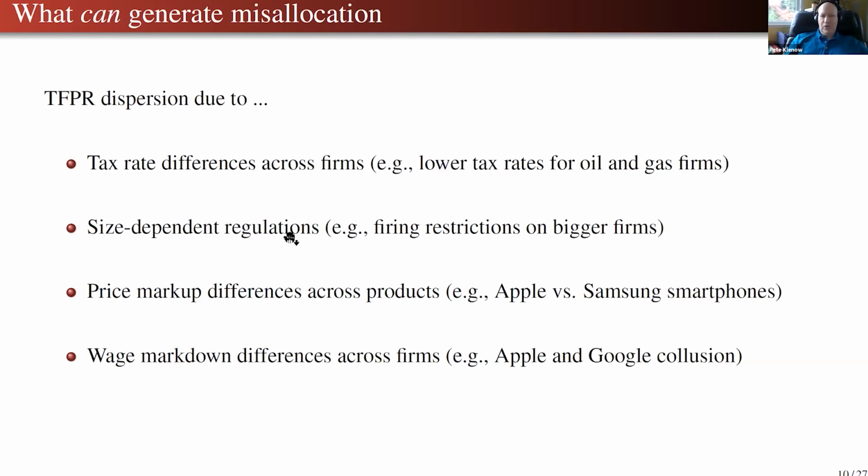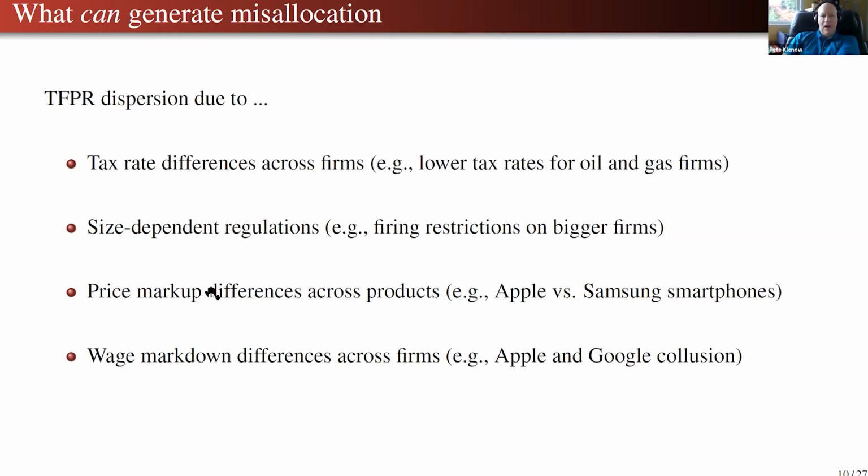A lot of countries have size-dependent regulations, meaning there are things like firing restrictions on bigger firms. So that would lead them to not hire, not fire, in a way that might generate dispersion in the value of the marginal product of labor and generate some misallocation. But one thing I want to emphasize is that these are potentially government failures. They could be internalizing market failures, so they might not be, but they could be government failures.